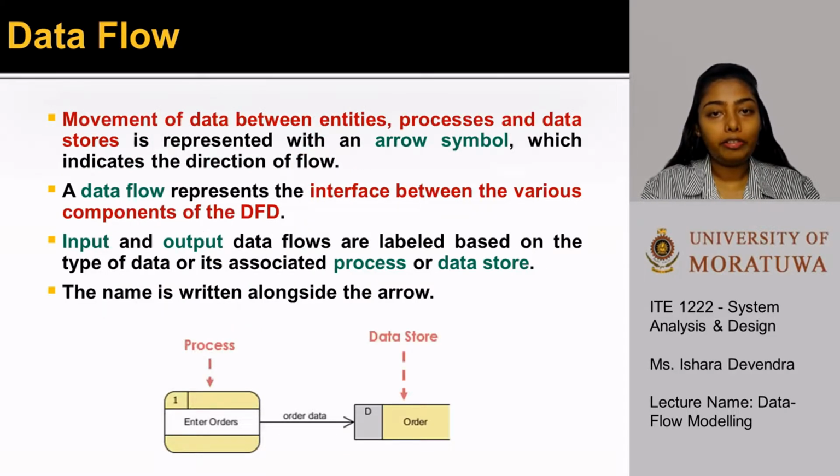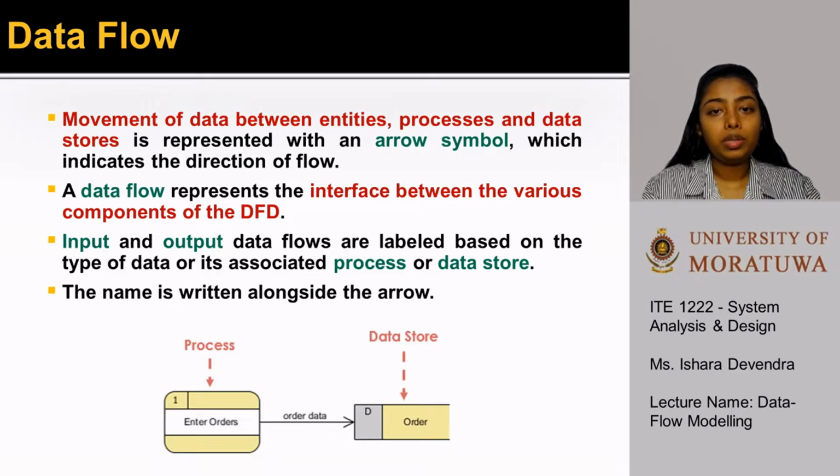Next symbol is data flow. Movement of data between entities, processes, and data stores is represented with an arrow symbol, which indicates the direction of flow. These data flows are the inputs and outputs of the data flow diagram. A data flow represents the interface between the various components of the data flow diagram. Input and output data flows are labeled based on the type of data or its associated process or data store.